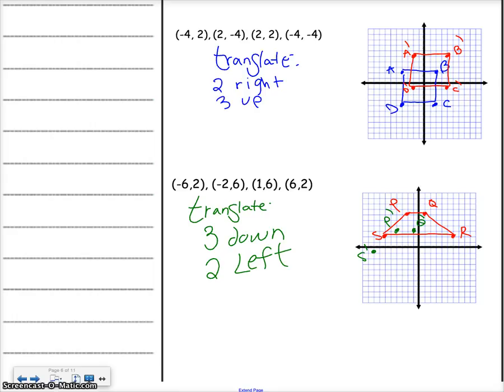And R, down 3, 1, 2, 3, to the left 2. And this is R prime. And there is my new translated trapezoid image. Remember, do not connect the dots. Even if you want to, you fight that urge.